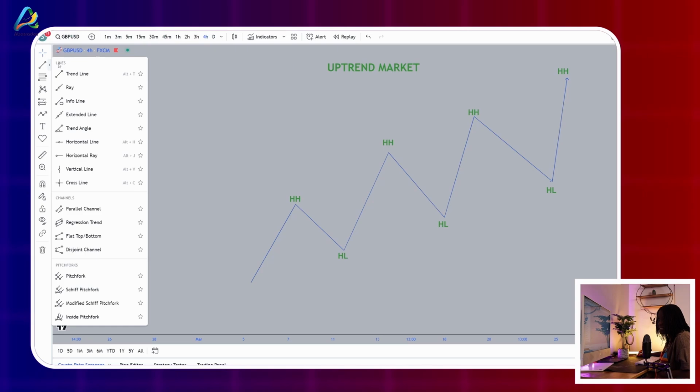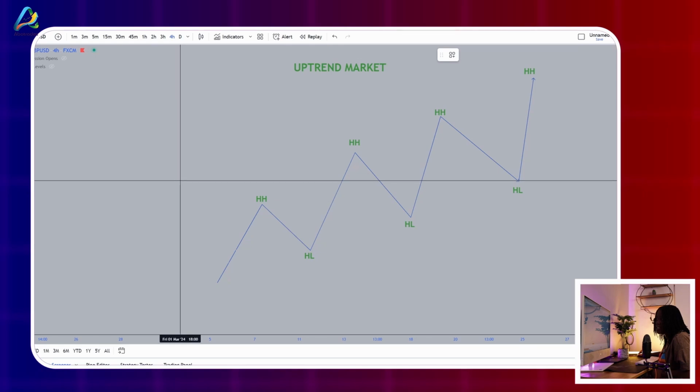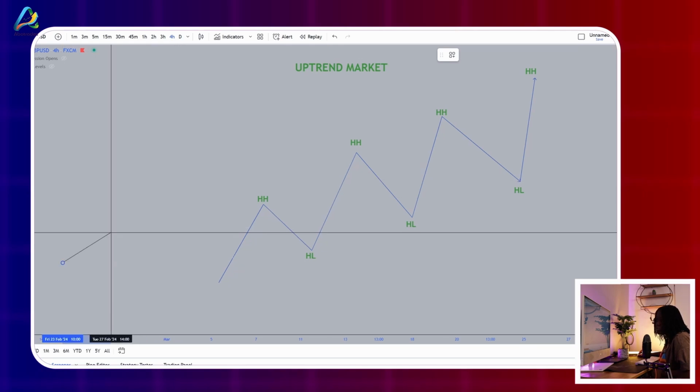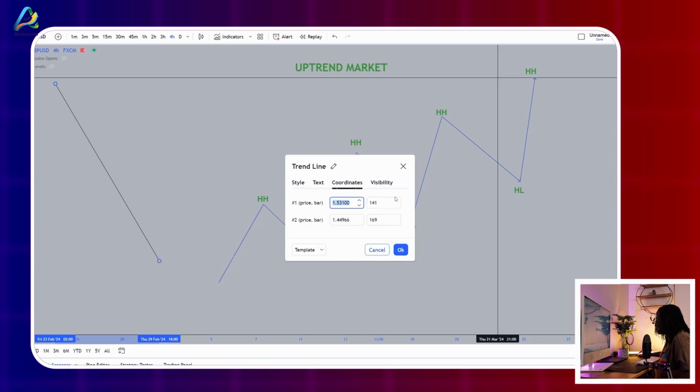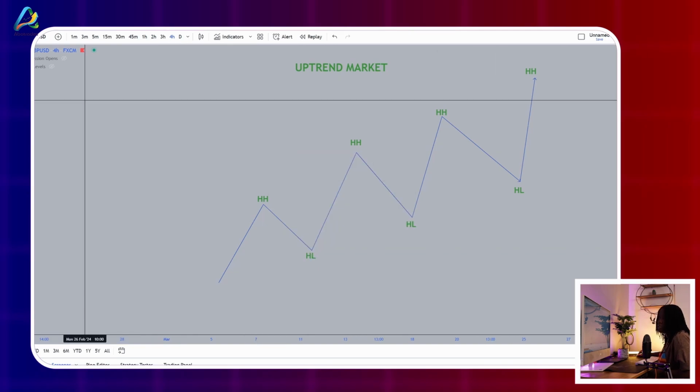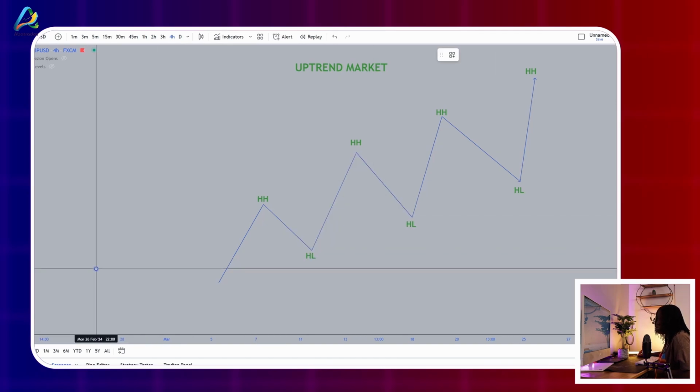Now you see lines up here, and the first tool on the lines tab is the trend line tool. So you select the trend line tool. Now you remember I mentioned that the trend line tool can be drawn from the bottom to the top or from the top to the bottom. I hope you understand. So in this case, since we are talking about an uptrend market, we will draw from the bottom to the top.